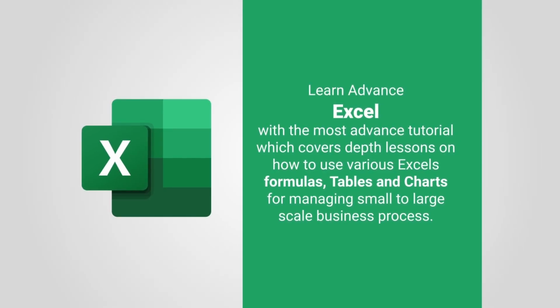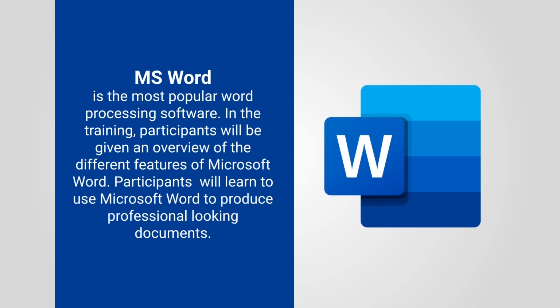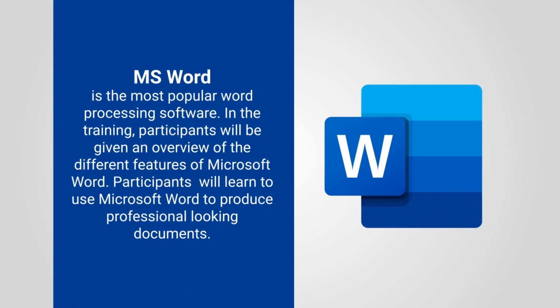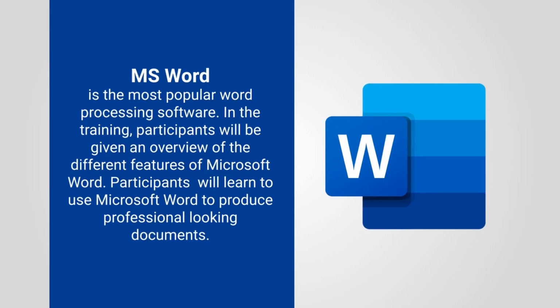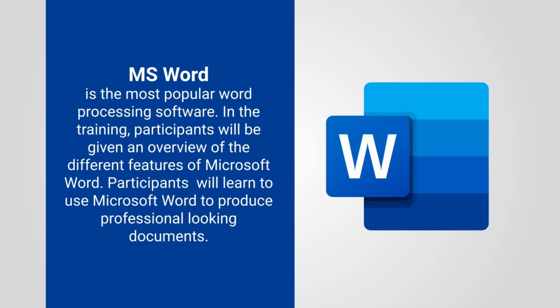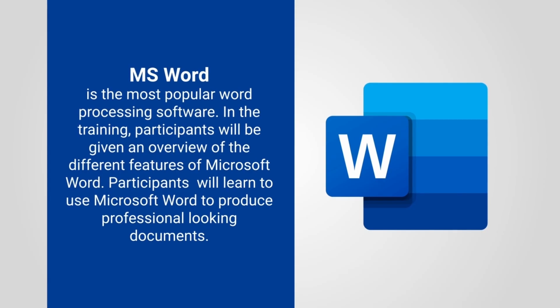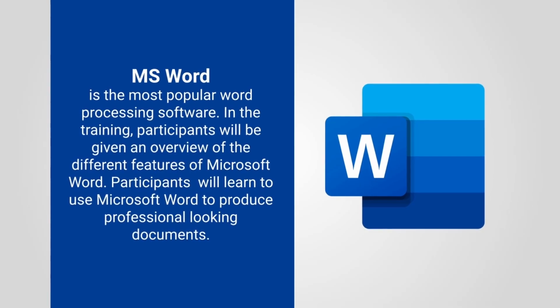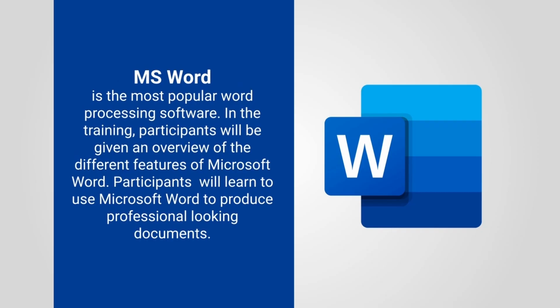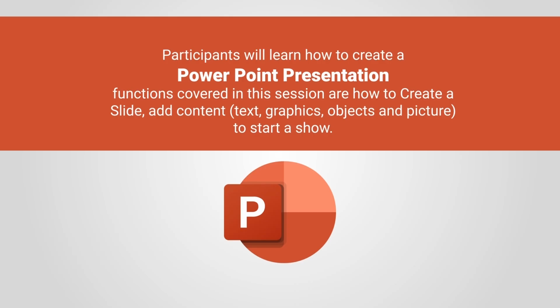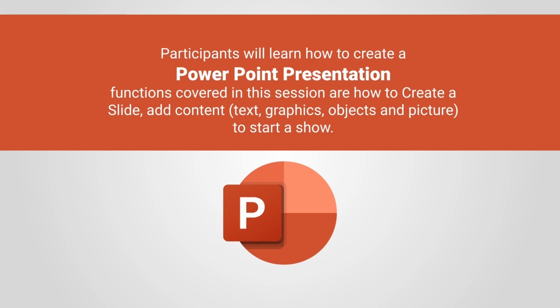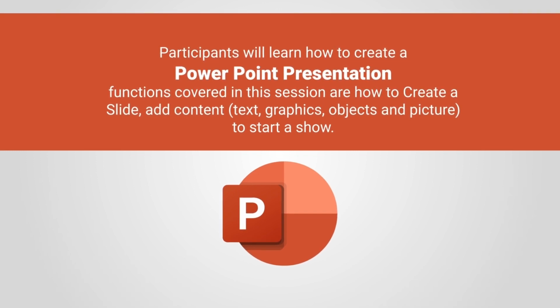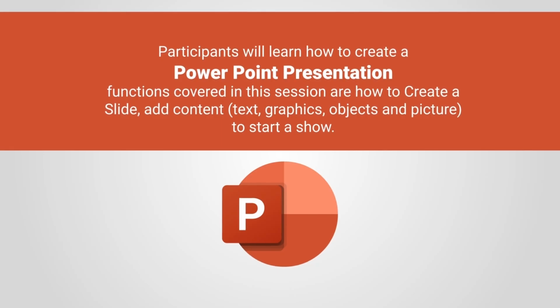Now when we talk about MS Word, it is word processing software which helps make professional looking documents, because when you design a brochure, make a certificate, or make a DPR, that is a detailed project report, or any report, Microsoft Word is quite useful. PowerPoint is a very versatile application, because it covers functions like creating a slide, adding content, text, graphics, objects and pictures to start a show.